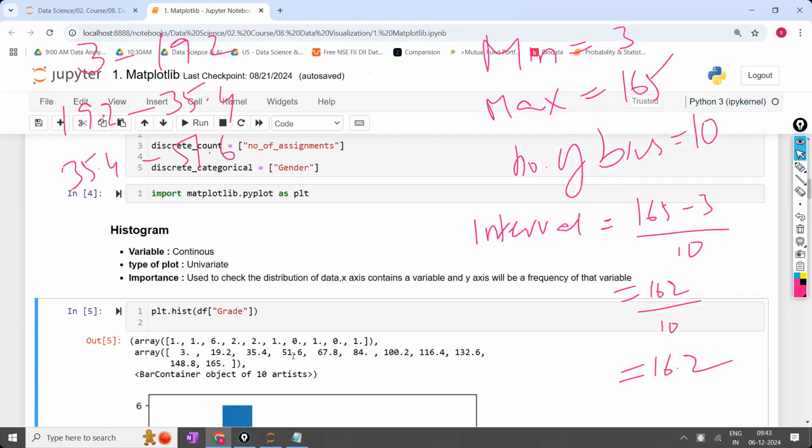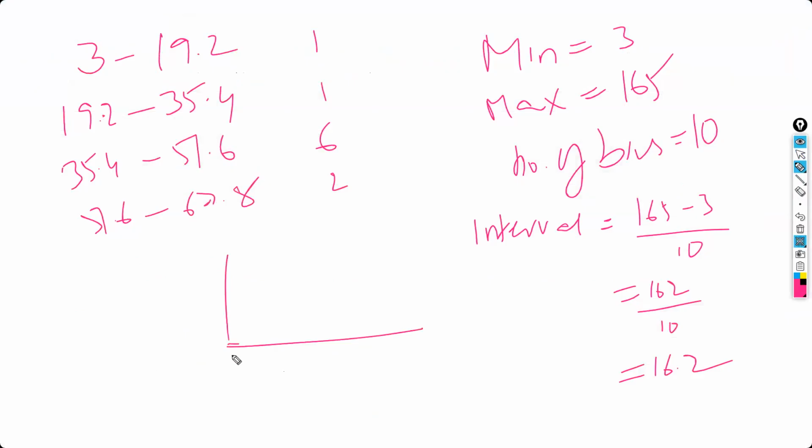Like that. Now, in each interval, how many records are there? Between 3 and 19.2, how many records? 1 record. So, the intervals along with their counts are 1, 1, 6. From 51.6 to 67.8, how many are there? 2 records. Like this it is going to create, and draw the histogram from 3 to 19.2 with a height of 1, 19.2 to 35.4 with a height of 1, followed by a height of 6, followed by a height of 2. Like this it is going to draw.